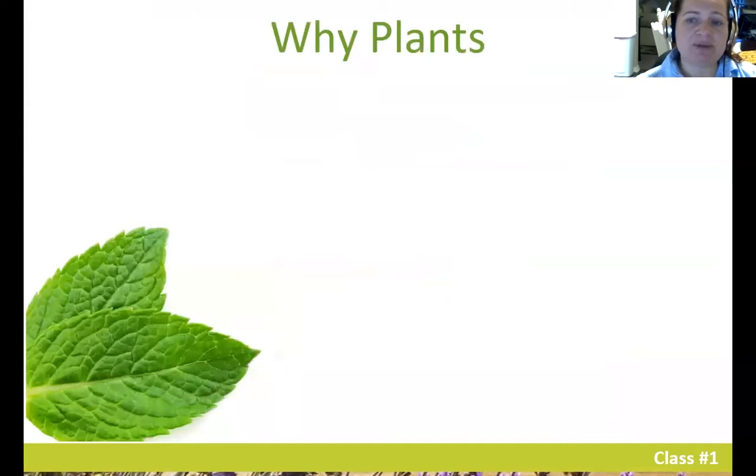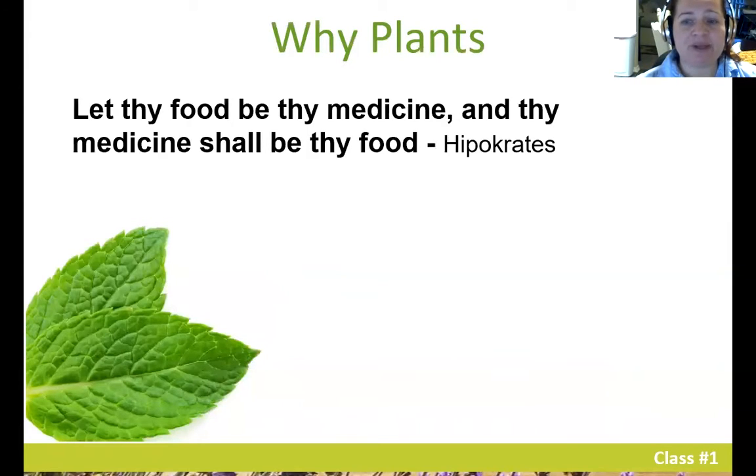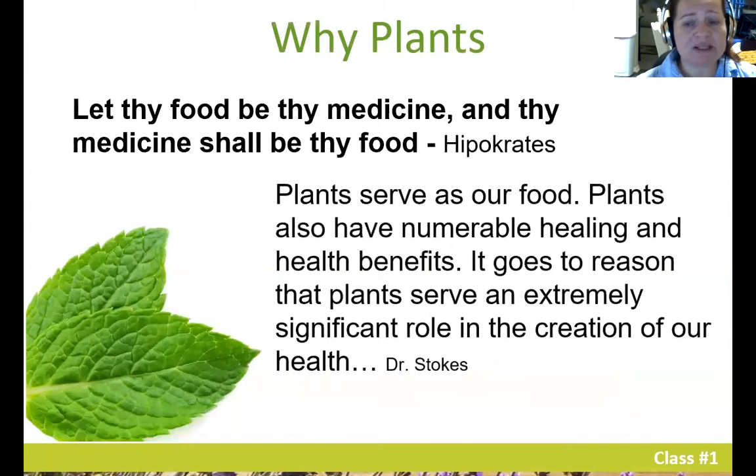So why plants? Why are we talking about plants? I'm going to quote Hippocrates here. Let thy food be thy medicine, and thy medicine shall be thy food. Plants serve as basically our food. Plants also have innumerable healing and health benefits.